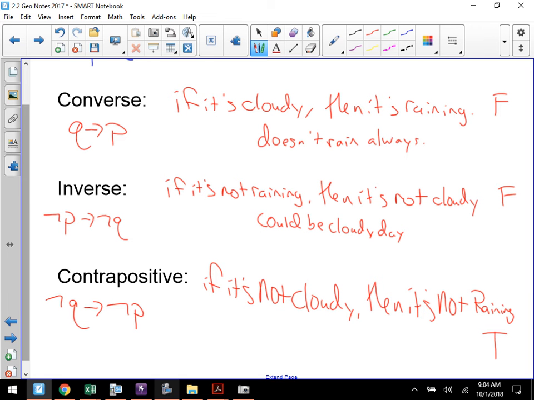If it's not cloudy, then it's not raining. Converse, inverse, contrapositive. We always go in that order because there's a flow to it. Okay? We always go in that order because then it gets a nice, easy flow.